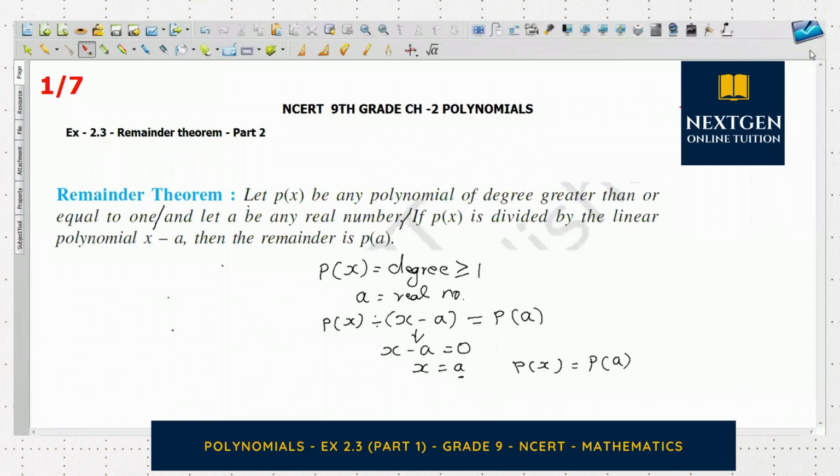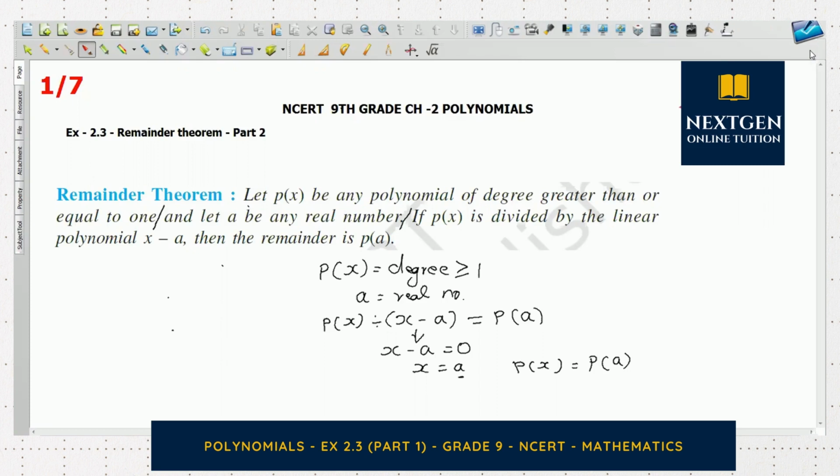Okay, so here we have started with the remainder theorem of the polynomials chapter. This is part 2 of the remainder theorem. In the previous part, we have seen the basic polynomial division and how, using the remainder theorem, it can be solved easily without doing the long division method. You can refer to my previous videos for reference.